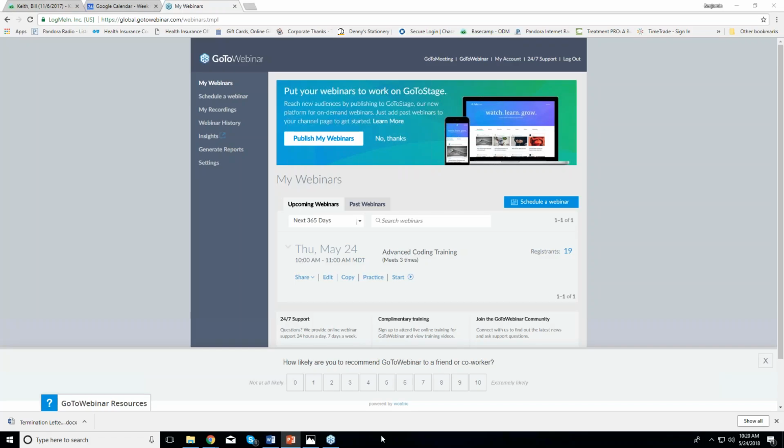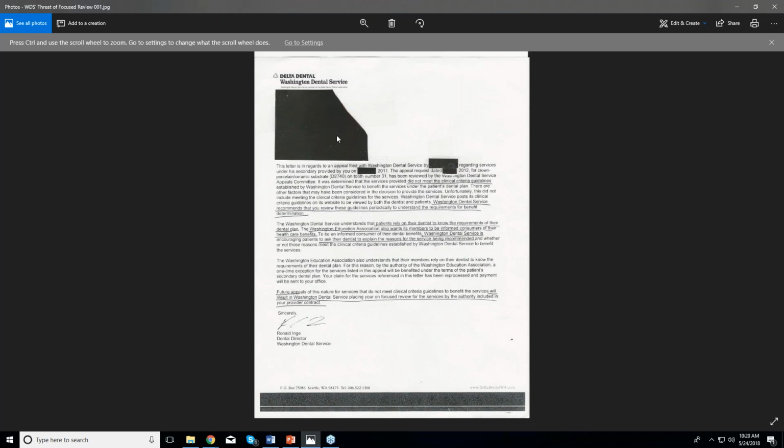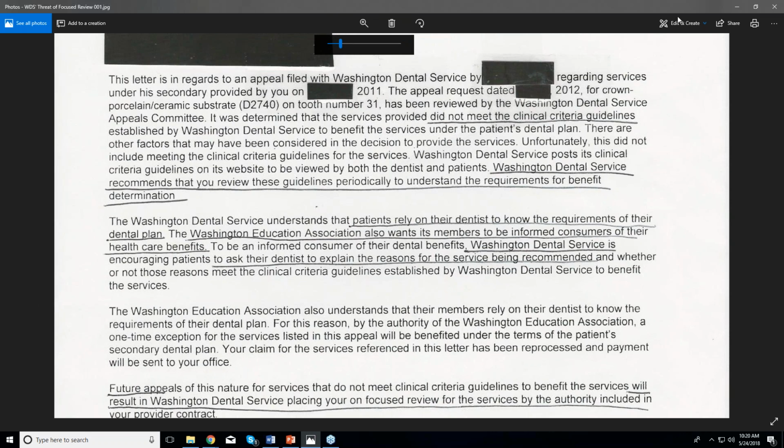So I'm going to show you a couple of other things here. We have a friend up in the state of Washington who was gracious enough to share this letter, and I don't know how to zoom this in. Oh, here we go. So this letter here is from Delta Dental on the top there. Delta Dental is the largest payer in the state of Washington.